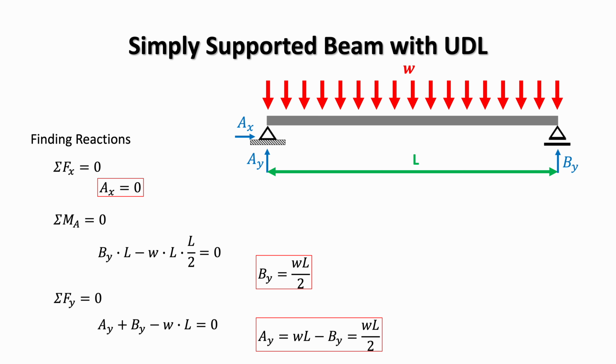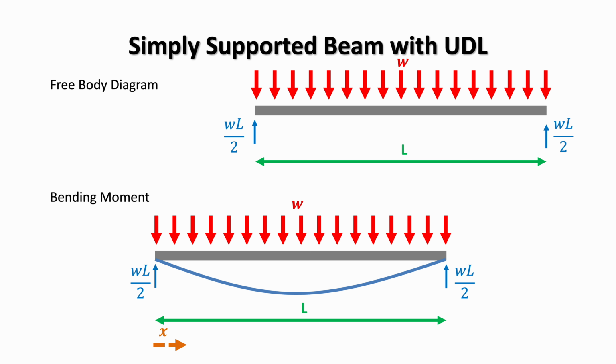And finally, we apply vertical equilibrium. The sum of the vertical reactions must balance the total applied load, giving us AY plus BY minus WL equals 0. By substituting the value of BY, which is, as we just found, WL over 2, we find that AY equals WL over 2. So, as expected for a simply supported beam under a uniform load, the reactions are equal and the system is symmetric. Next, we construct the free body diagram, and we do that by removing the supports and replacing them with the reactions that we just found.